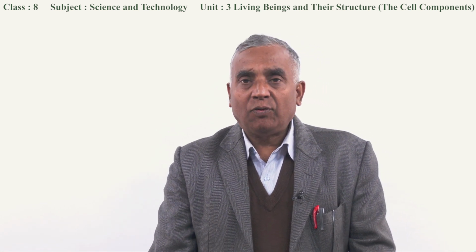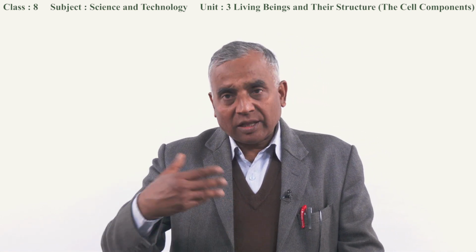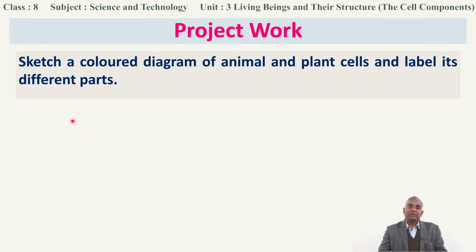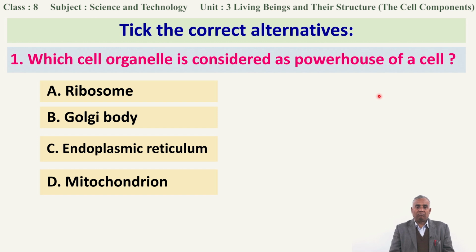So, before that, to strengthen your study, you have to do one project work also. You have to sketch a color diagram of animal and plant cells. At the same place, you have to sketch the diagrams, animal cell and plant cell, and you have to do common labeling in between them. Those structures which are common, give label 1, only arrow 2. And those which are not common, use dotted line. That will be more clear for what? Difference and similarities. Okay.